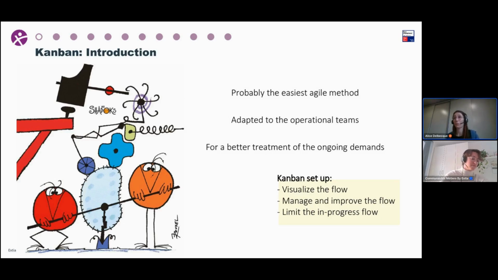It is the opposite. It's probably the easiest agile method that exists. And it is really well adapted also to operational teams because the aim is to have the fastest treatment of the ongoing demand as we can. So there are 3 principles in Kanban. First, visualize the flow, then manage and improve the flow, and in the end, limit the in-progress flow. So let's try to see that together.